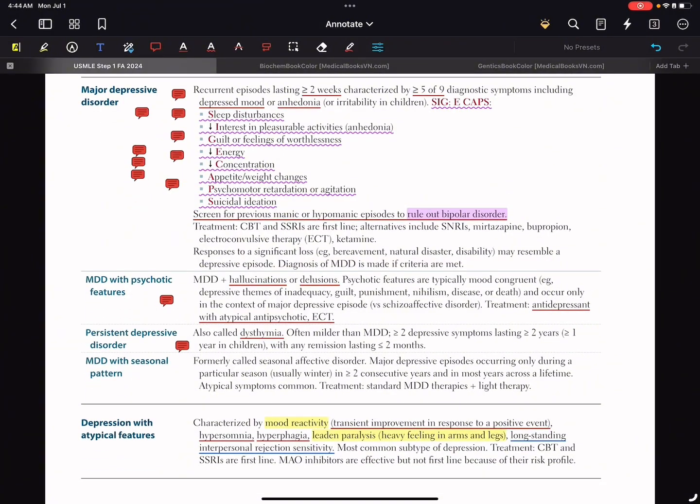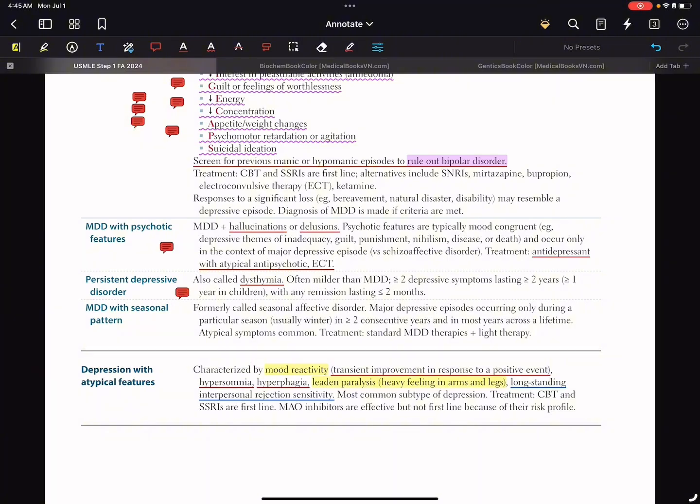Persistent depressive disorder, also called dysthymia, is often milder than MDD, with 2 or more depressive symptoms lasting more than 2 years, or more than 1 year in children. With any remission lasting less than 2 months. MDD with seasonal pattern was formerly called seasonal affective disorder.